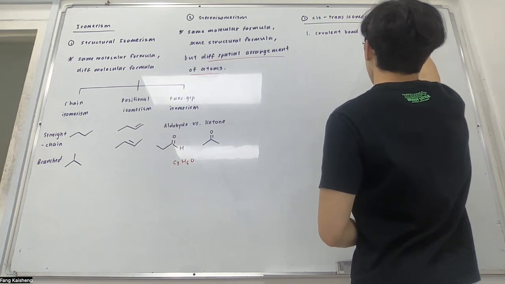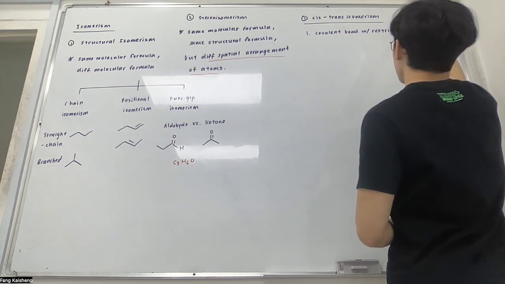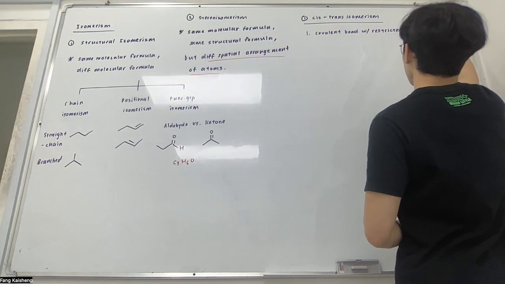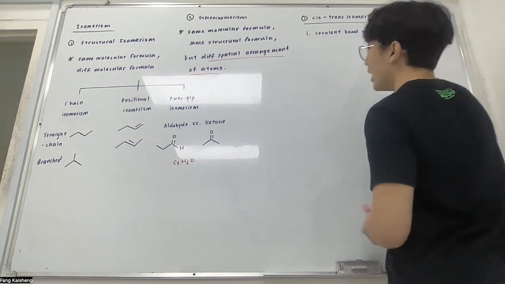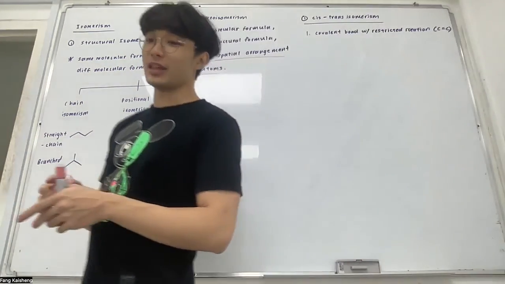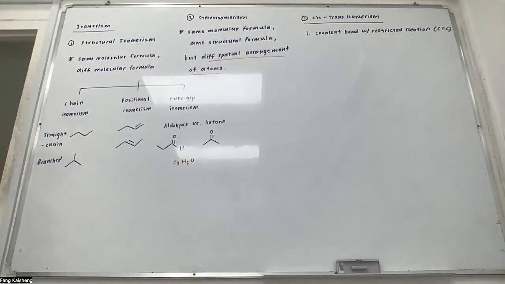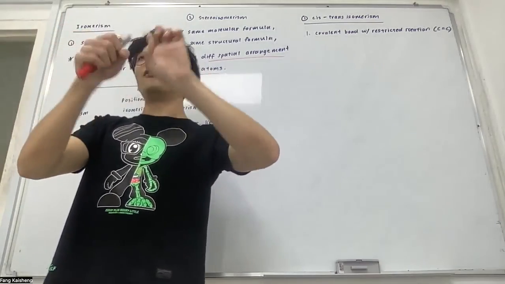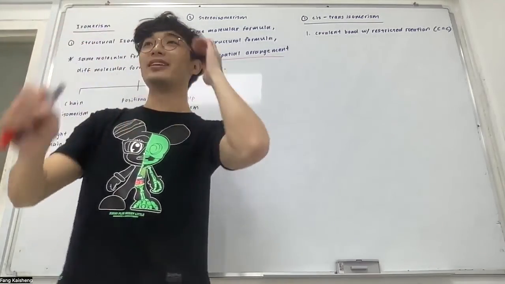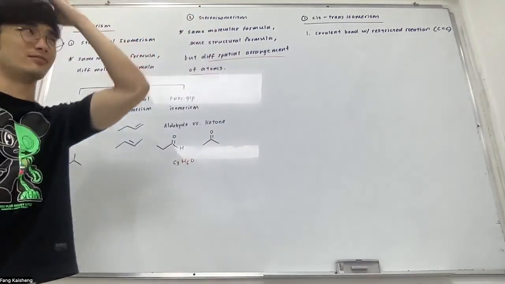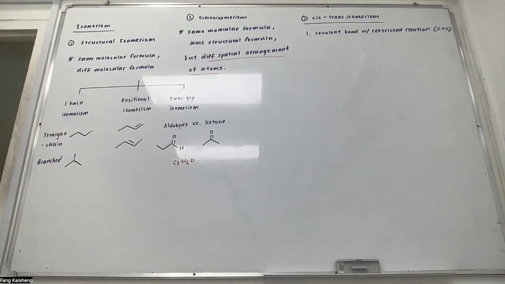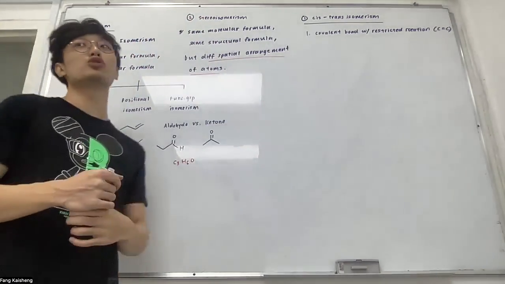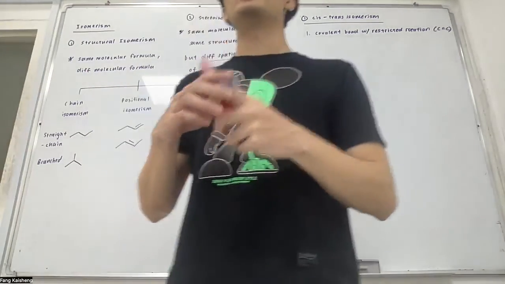Now, what does it mean when a bond has restricted rotation? I'm just going to give you one example. You can take note also. A double bond. A double bond cannot be rotated. Any idea why? Take a guess. Single bonds you can actually rotate, but for double bonds you can't twist it. I know rotate doesn't look real now, but it's because double bonds are too strong. They are way stronger than single bonds, so you can't rotate.